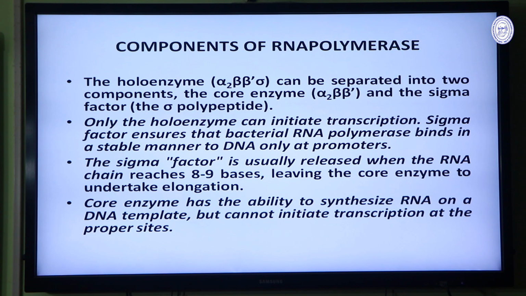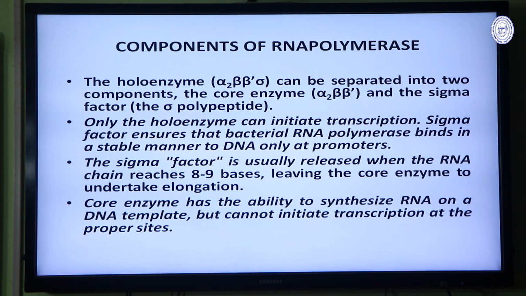So, the sigma factor is usually released when the RNA chain reaches 8 to 9 bases. What does it mean? It means that the holoenzyme initiates transcription from the specific start point or from a specific promoter sequence, because it binds very stably and very tightly to the promoter regions. Now, it will start initiation. After abortive initiation, there will be the elongation complex.